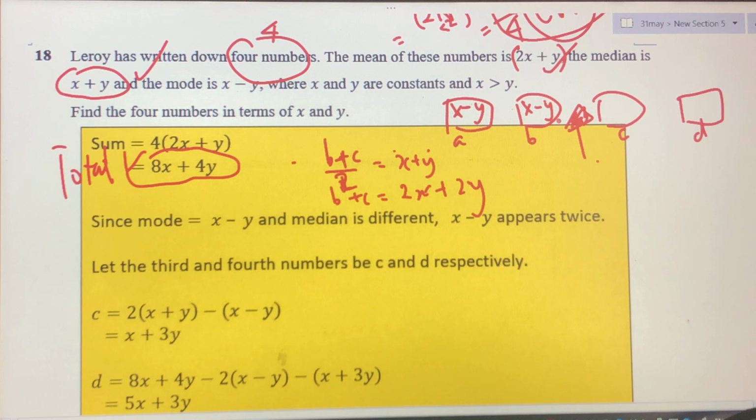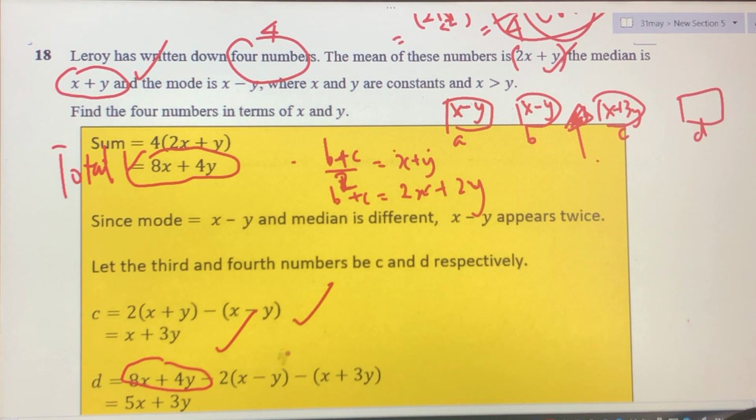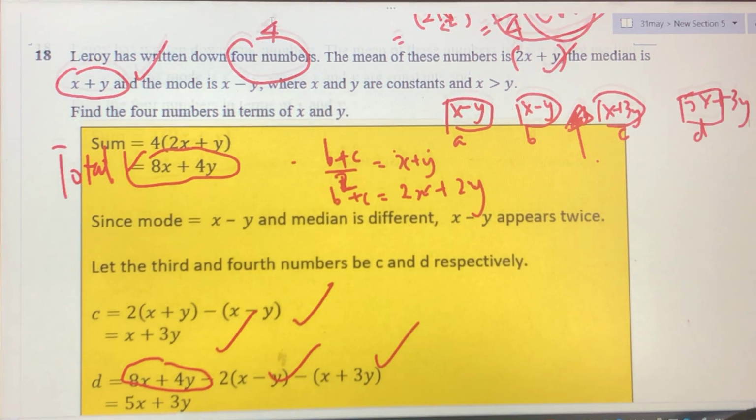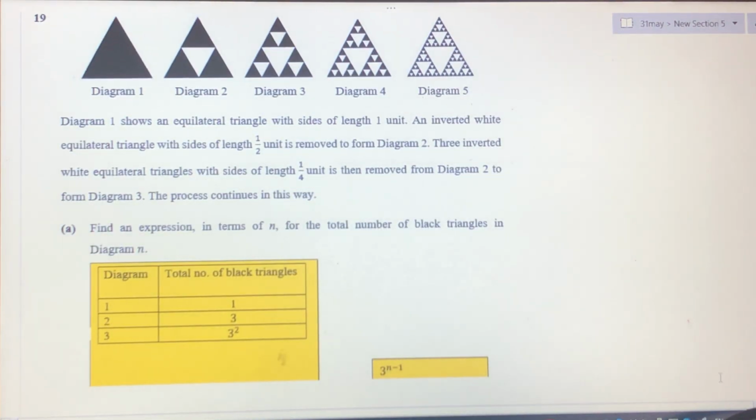Understand? That means one of the numbers, the C, must be this minus this. That's why I wrote here this minus this. So this is x plus 3y. And finally, total minus this two minus this will give me this. Understand? So that's it. This one is very easy.